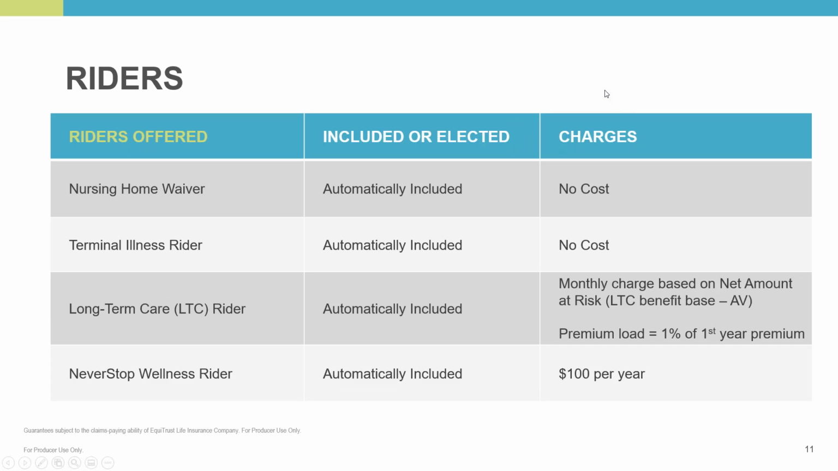Riders, just to cover those quickly here. So we do have the nursing home waiver that is automatically built in, included, no additional cost. Terminal illness rider, also automatically included at no additional cost. You do have the long-term care rider. That is automatically included. The cost there is broken down.